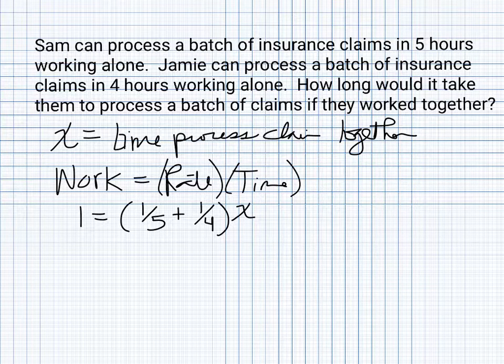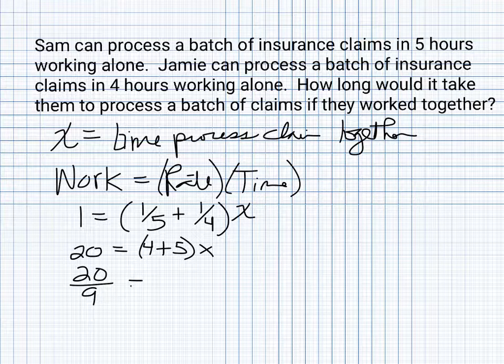Let's go ahead and get rid of those fractions. The LCD for 5 and 4 is 20. So if we multiply by 20, we get 20 is equal to 4 plus 5 times x, or 9x. So 20/9 is equal to x. So if we go ahead and change 20/9 of an hour, that'll give us 2 hours and 13 minutes. So our last step is to go ahead and write our sentence.